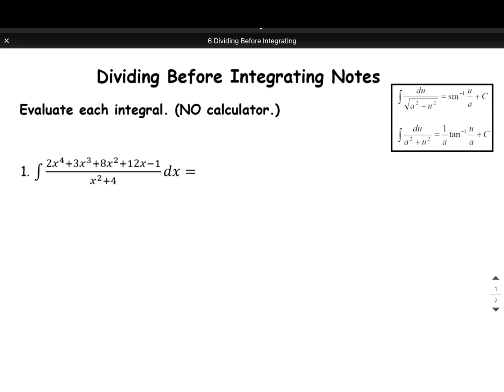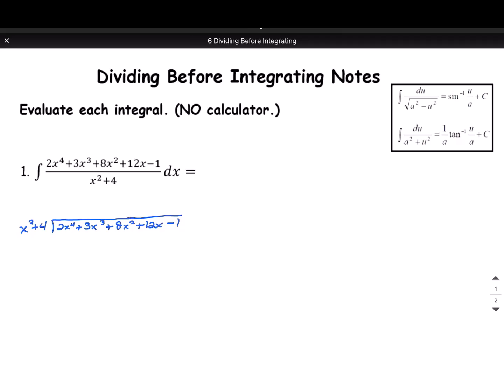Well, this is where our new technique comes in. We're going to divide. And when I say divide, I mean long division. We're going to take x squared plus 4, and we're going to divide that into the numerator, 2x to the fourth plus 3x cubed plus 8x squared plus 12x minus 1. I have to expand that division sign, because remember, a fraction is division.